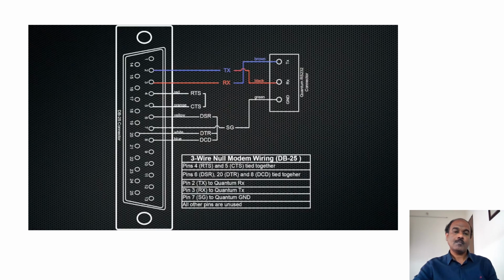To be technically accurate, we also need a ground wire to establish where the signal voltages are referenced from. This third wire is called the signal ground, or SG. With these three wires, we can communicate between two RS-232 devices.